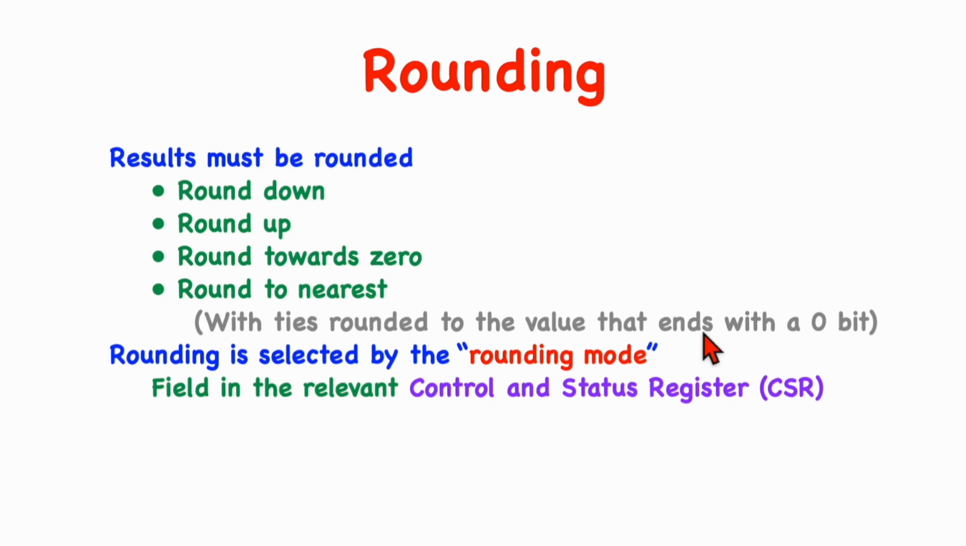So which rounding mode will be used? Well, that would be determined by the current rounding mode, and that would be set by some field in some sort of a control and status register. And with RISC-V, we have a control and status register that contains the current rounding mode to be used.